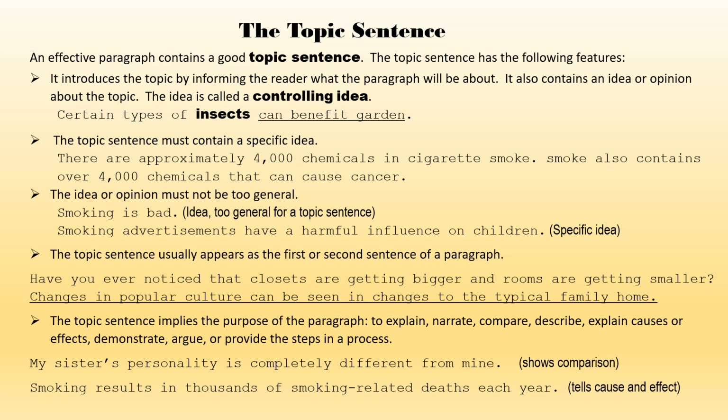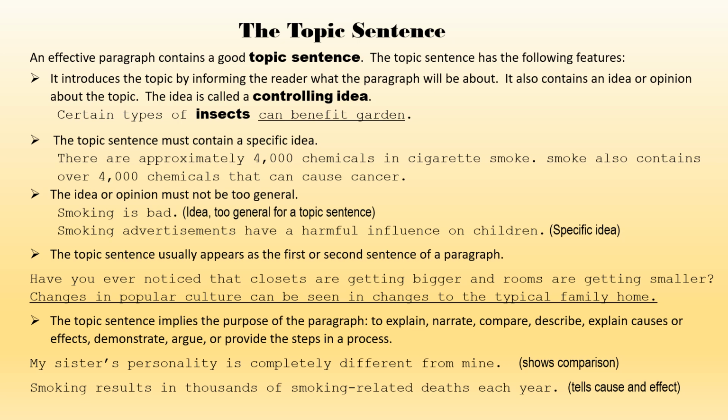The topic sentence usually appears as the first or second sentence of a paragraph. Let's take a look at an example. Have you ever noticed that closets are getting bigger and rooms are getting smaller? Changes in popular culture can be seen in changes to the typical family home. Now, if you look closely, you can see the underlined sentence is a topic sentence. So this sentence gives the reader an idea of what the rest of the paragraph is going to be about.